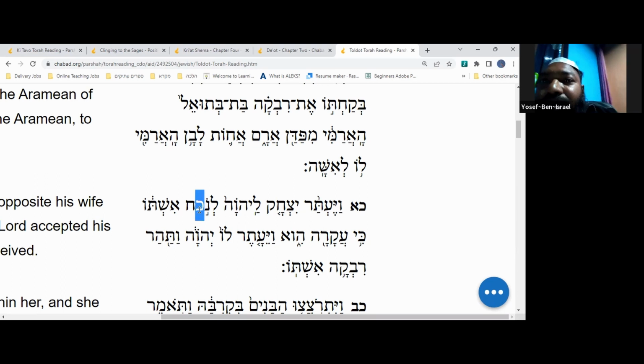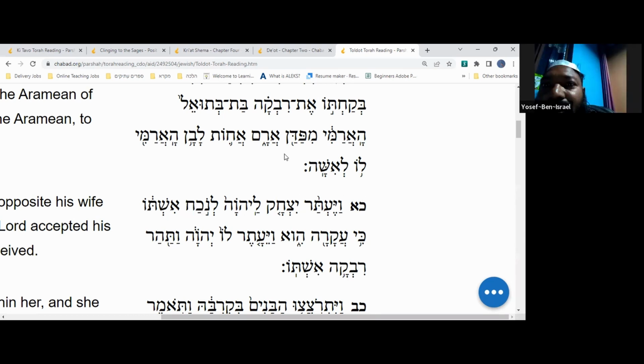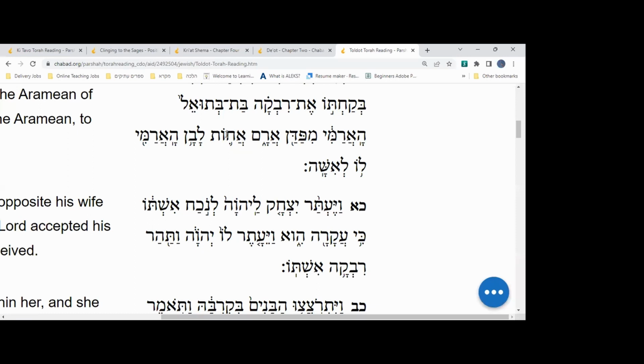So with chaf, there's friction. With het, there's no friction in your mouth. Het should have no two parts of your mouth touching. It should just be air coming out loudly. All right.